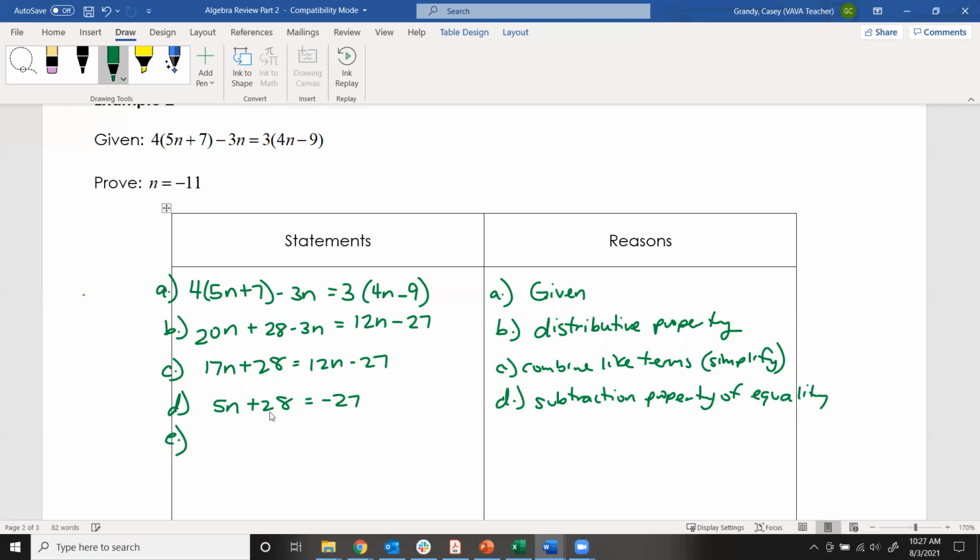My next step, I want to get that 28 to the other side. So let's subtract 28 from both sides. Well, 28 minus 28 is 0. And negative 27 minus 28 is negative 55. You are allowed to use a reason as many times as you need to. And I subtracted again, so I'm using the subtraction property of equality again.